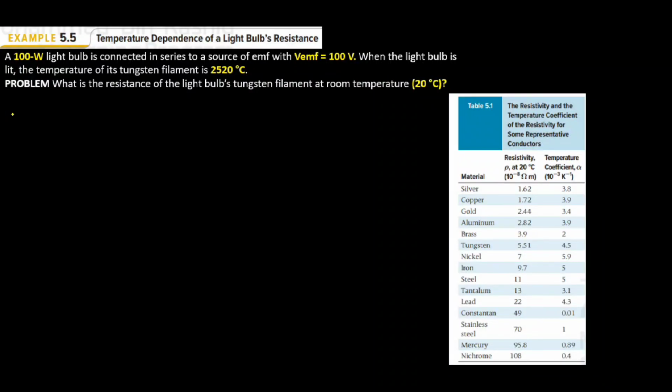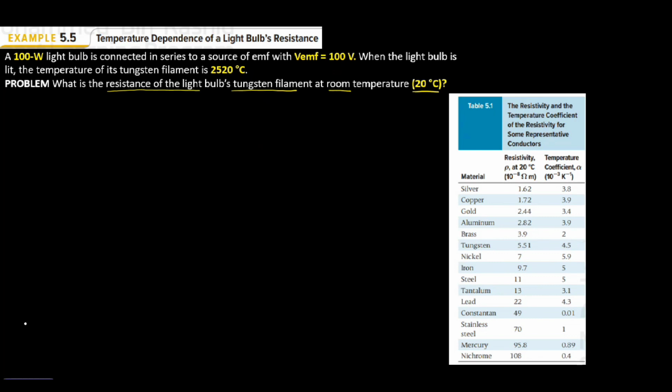In this video, we are going to discuss example 5.5 that talks about the temperature dependence of a light bulb's resistance. The question says a 100-watt light bulb is connected in series to a source of EMF with VEMF equals 100 volt. When the light bulb is lit, the temperature of its tungsten filament is 2520 degrees Celsius. What is the resistance of the light bulb's tungsten filament at room temperature, which is 20 degrees Celsius?